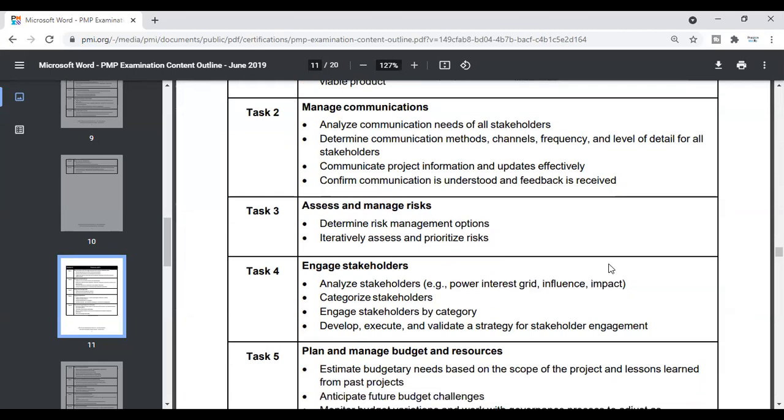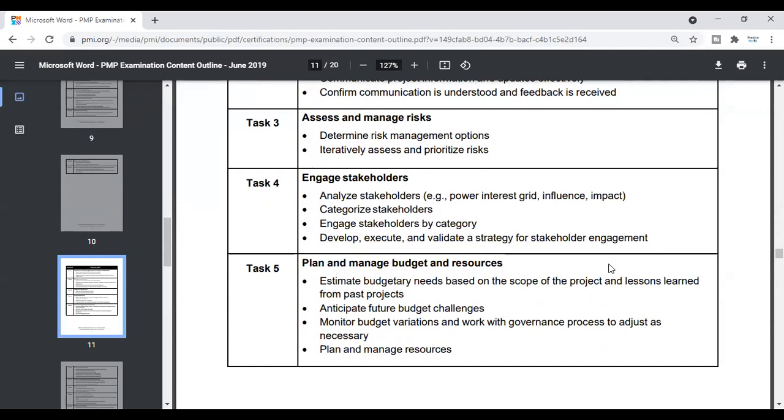The next one is assess and manage risks. The summary of this is know everything in risk management. Understand the nuts and bolts of plan risk management, identify risks, perform qualitative, perform quantitative risk analysis, plan risk responses, implement risk responses, and even monitor risk. Understand the nuts and bolts of those. And then in the world of Agile, understand how risk is managed.